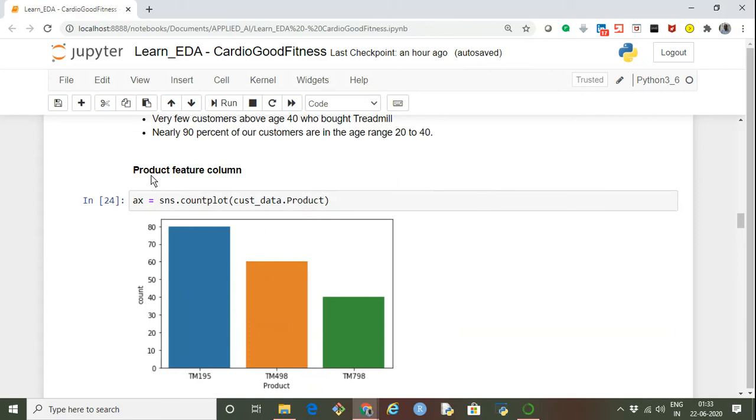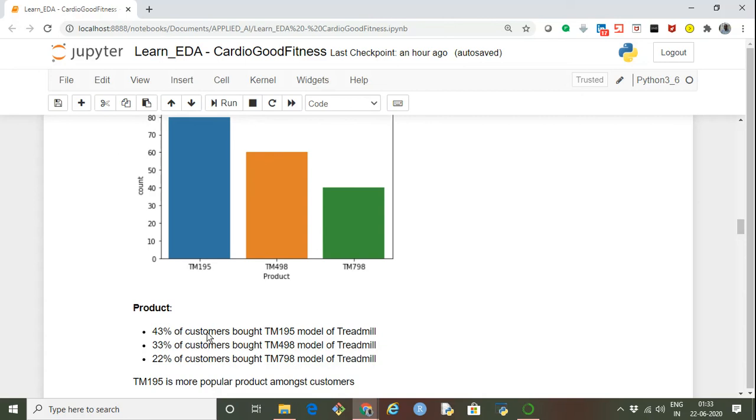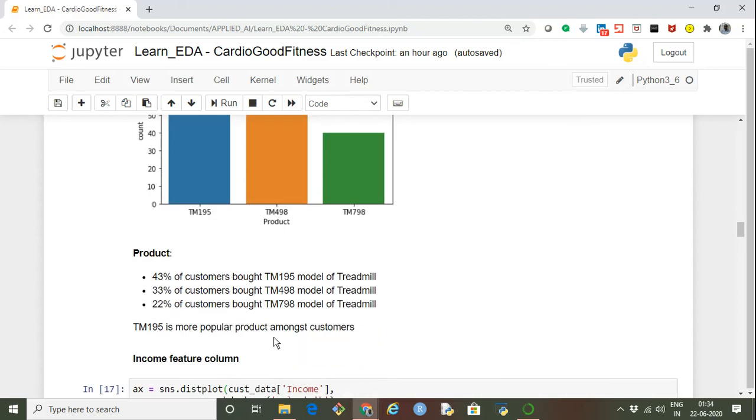Next is the product feature column. So if you see, TM195 was sold highest among the customers, followed by TM498, followed by TM798. So roughly 43% of the customers bought TM195 model, 33% bought TM498, and 22% bought TM798. So obviously TM195 was the popular product that was sold among the customers.